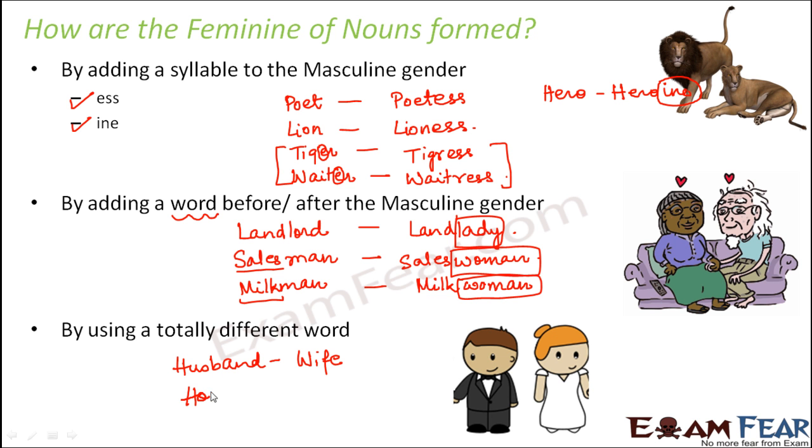If you talk about horse, the female horse is called a mare. Again, these are two different words, and you have many such examples. For example, brother and sister. They are two different words again. Now, basically, these are the three different ways by which the feminine forms of nouns are formed. Either by adding a syllable at the end of the masculine gender, or by changing half of the word to the feminine form, or by using a totally different word. So these are the three main ways by which feminines of nouns are formed.